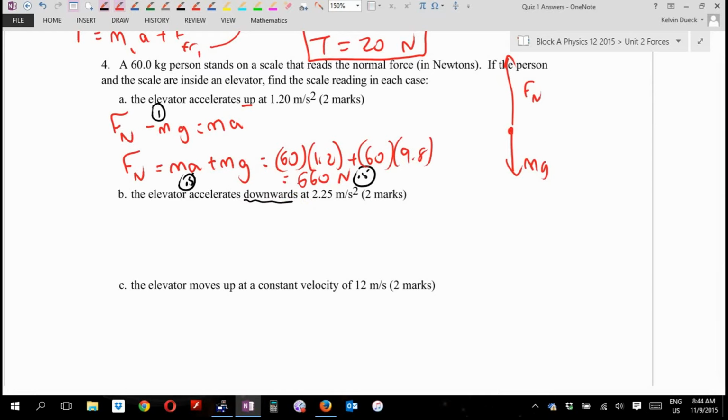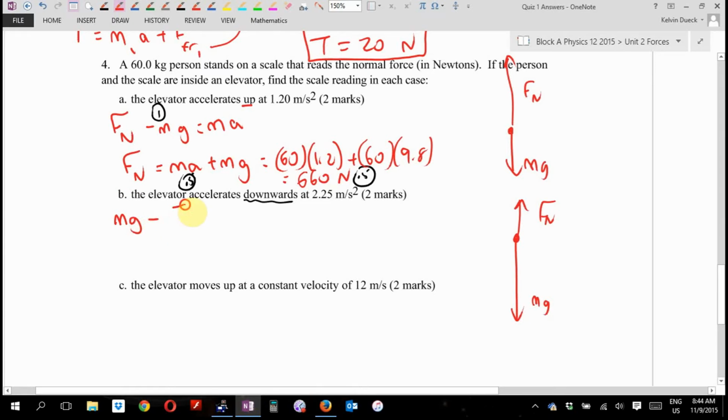Downwards. And you can see in my free body diagrams, I really tend to exaggerate winners and losers because that's what I want to get correct. Gravity's winning. In fact, it looks like I drew gravity bigger than the previous one. I'm not saying gravity's gotten bigger. I just want to make sure that I write this. Gravity minus normal force equals ma.